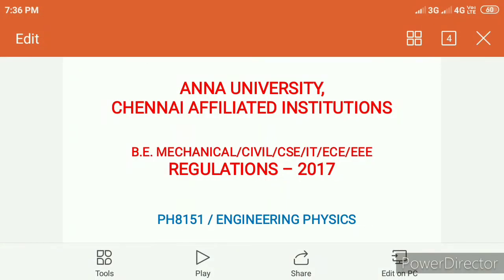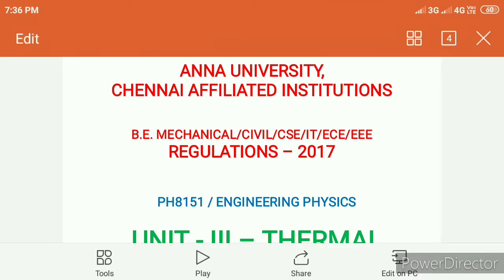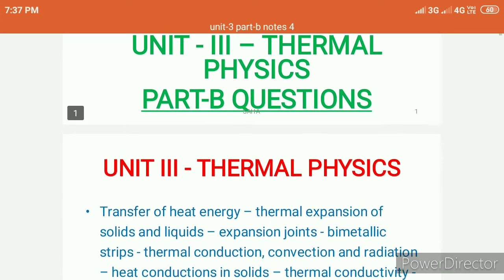Today we are going to discuss Physics PH8151, Unit 3 Thermal Physics, Part B questions. It comes under Regulation 2017. It is common for all the branches of engineering in Anna University. So, Unit 3 Thermal Physics.